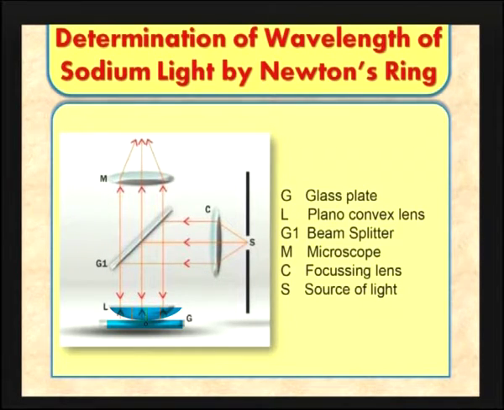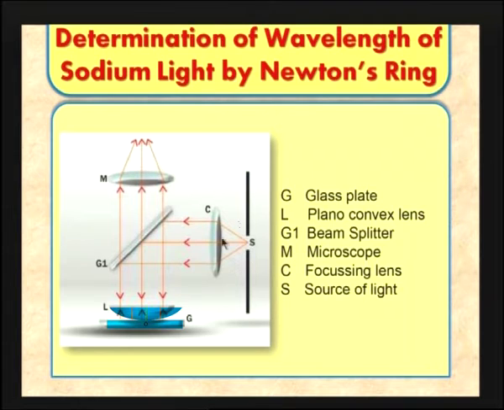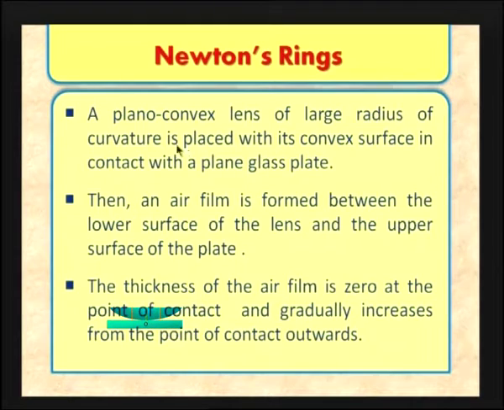That is how you get the bright rings and dark rings in the case of the experimental setup. The horizontal glass plate is kept at 45 degree inclination. This is the glass plate I am talking about, which makes the light come in this direction. A plano convex lens of large radius of curvature, about 100 centimeters, is placed with its convex surface in contact with the plane glass plate.